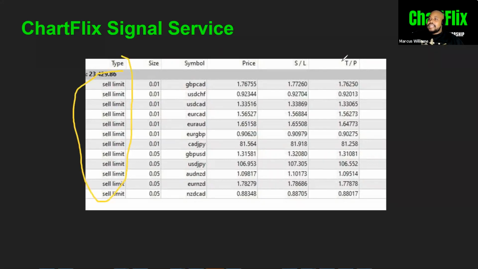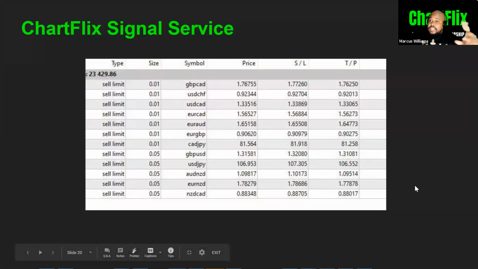And this is an example of a screenshot of some trades that we send out on a weekly basis. And most people want to ask me, well, Marcus, how many trades do you send out? How many trades does Mr. Herbert send out? Listen, we don't know how many trades are going to be sent out because we don't know what the market's going to do, but we only send out high probability trades.